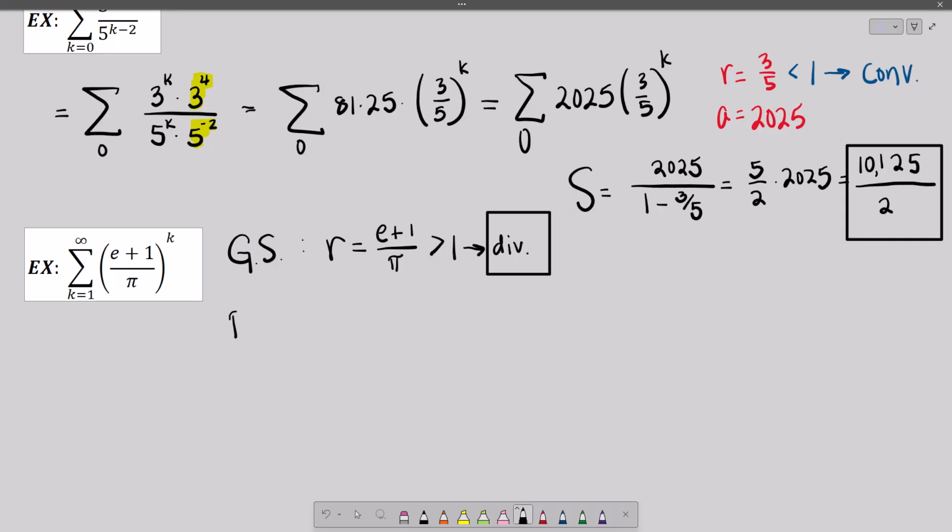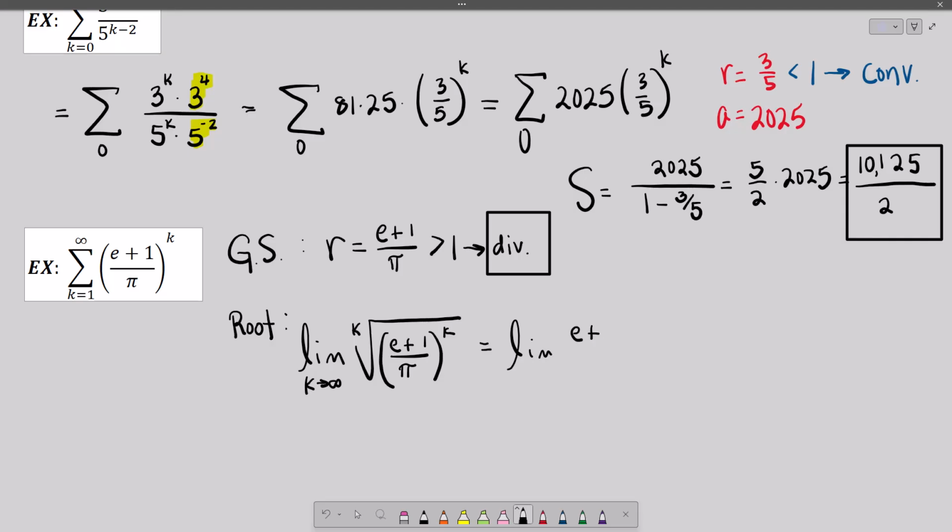If we use the root test, let's look at that and see how that goes. So the root test says, let's take the limit of the kth root of the absolute value of a sub k, but there is no negative here, so we don't have to worry about it. And this is going to have a conclusion that's very similar. So the limit of this as k goes to infinity. The k's cancel here, so we end up with the limit of e plus 1 over pi. And what's the limit of that?